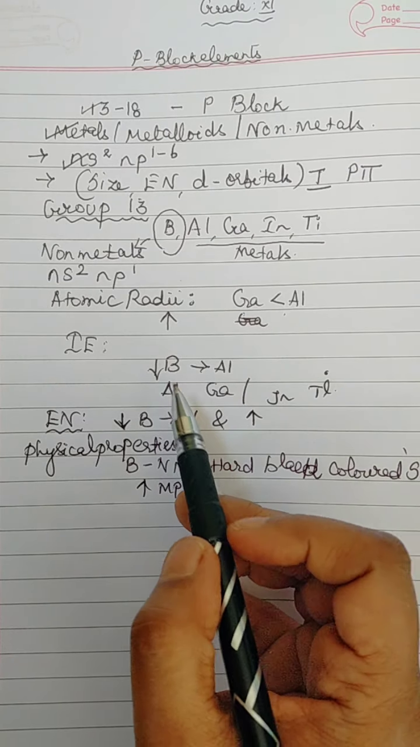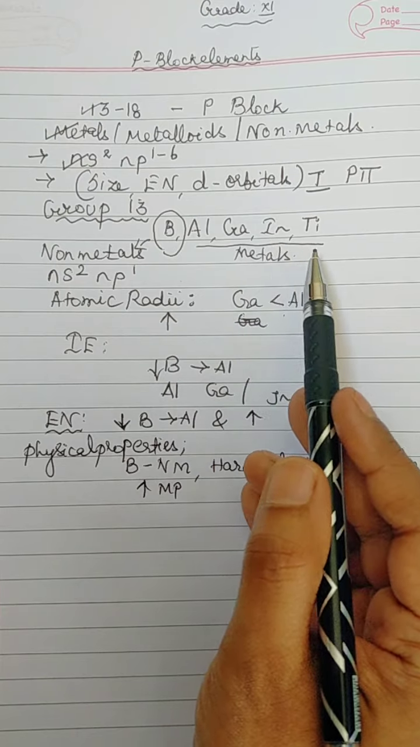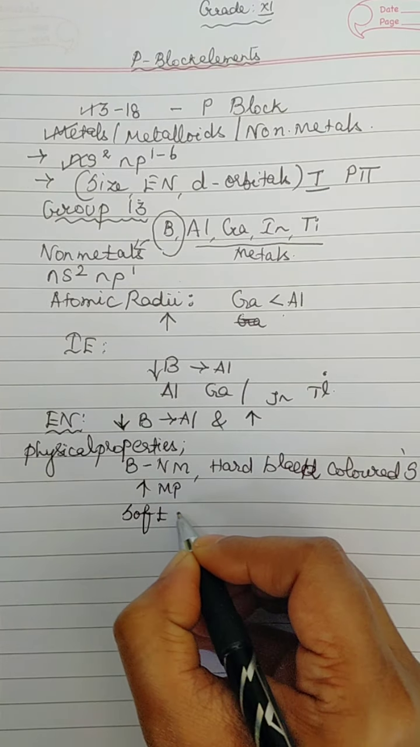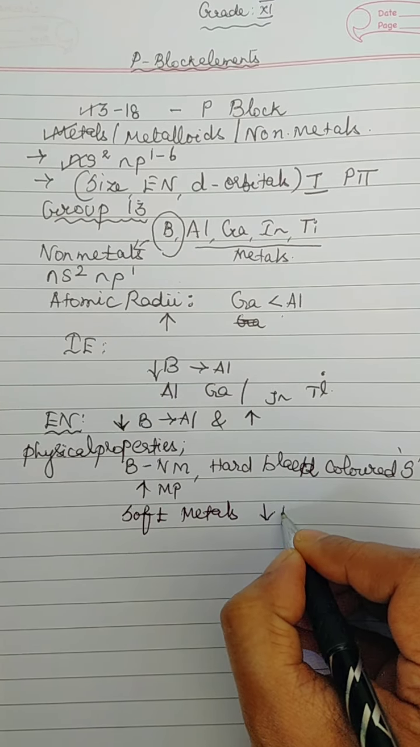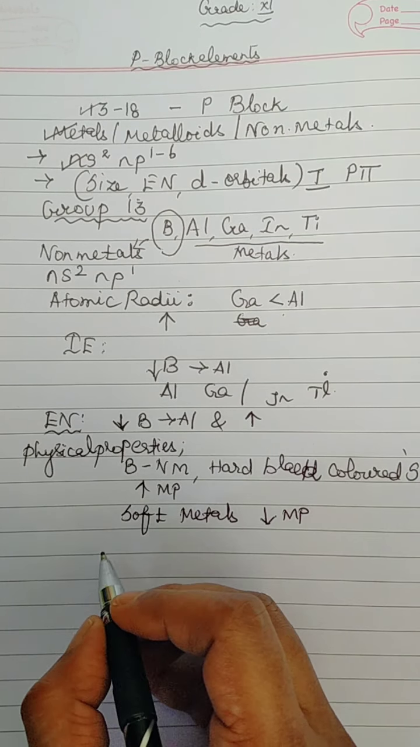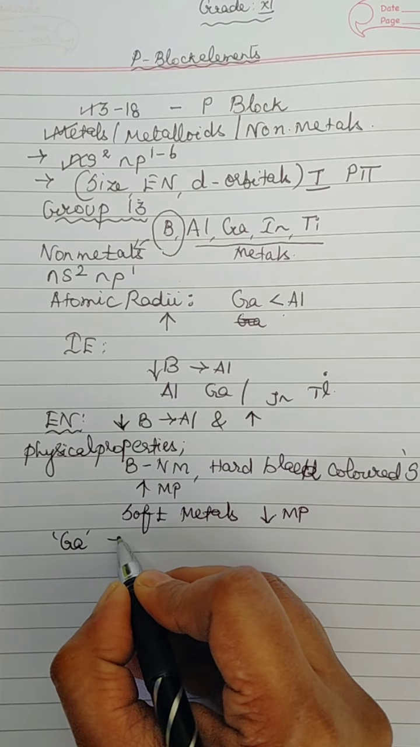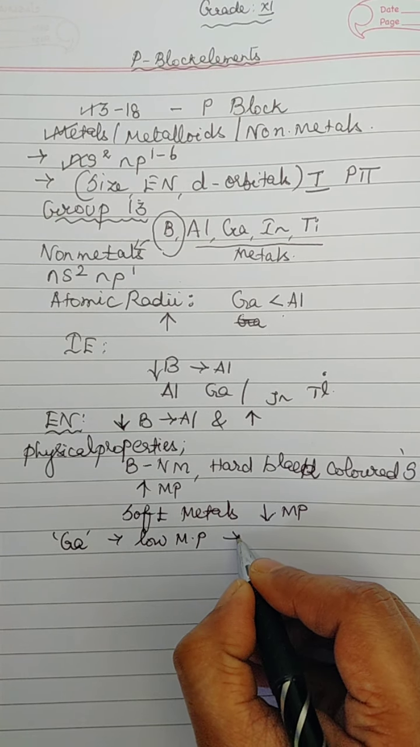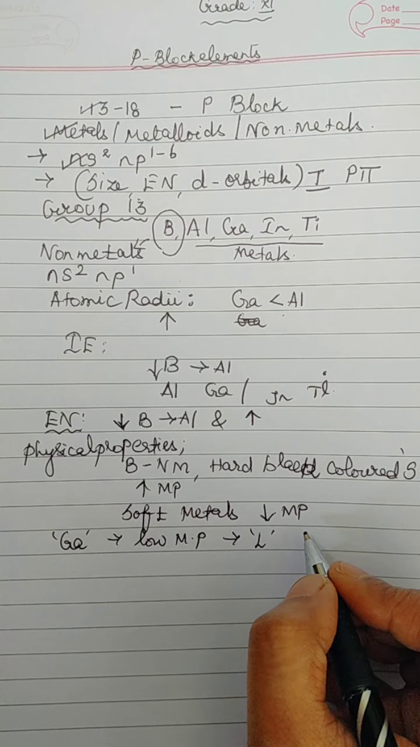While you consider the rest of the members like aluminium, gallium, indium and thallium, they all are soft metals with a decrease in the melting point and high electrical conductivity. And compare gallium. Gallium has a very low melting point, so it will exist as liquid during summer due to high temperature.